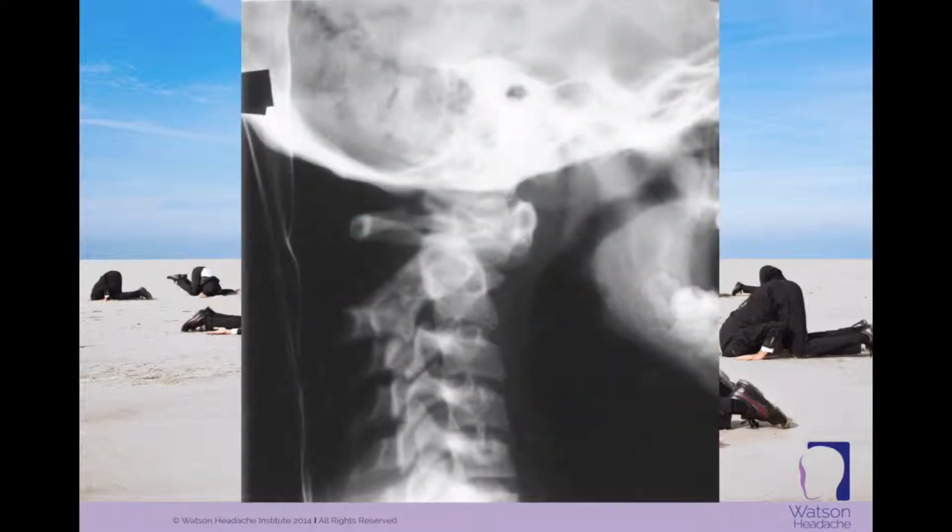Here's an example of os odontoideum. Now, os odontoideum is where the odontoid has not fused with the body of C2, and this allows anterior translation of C1, which compromises the space available for the cord. Now, os odontoideum is more common in Down syndrome, and this is why stability testing is mandatory in those with Down syndrome.